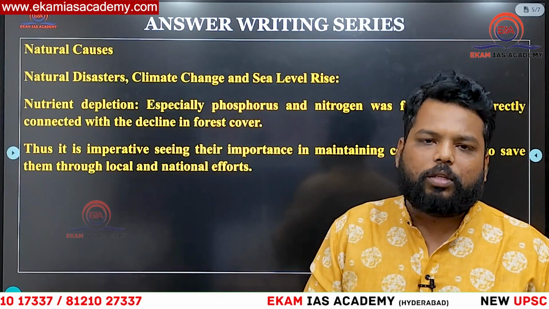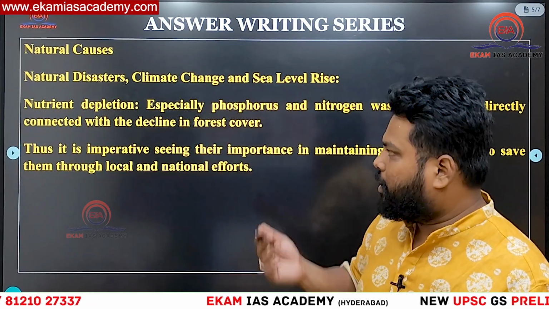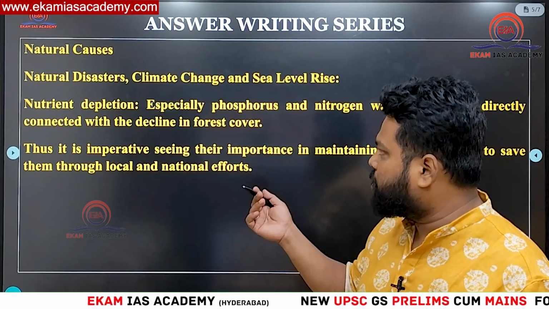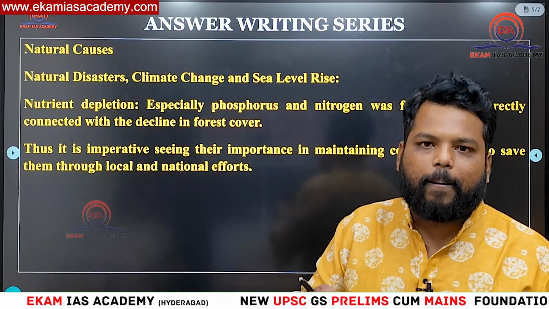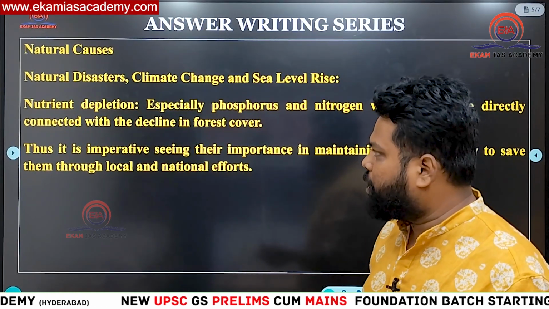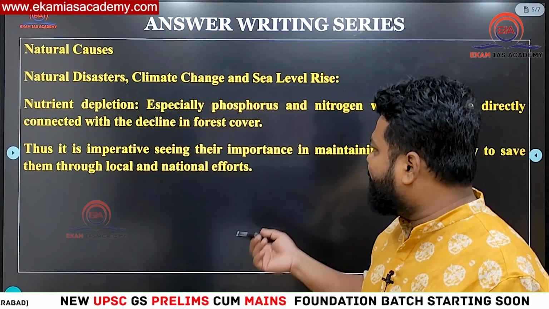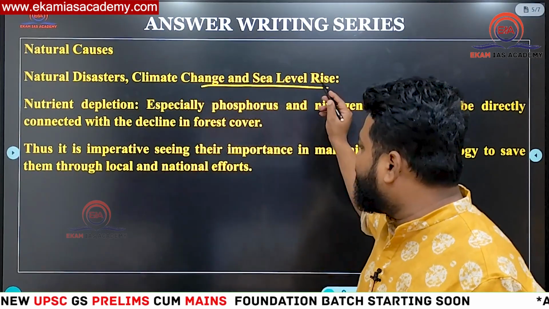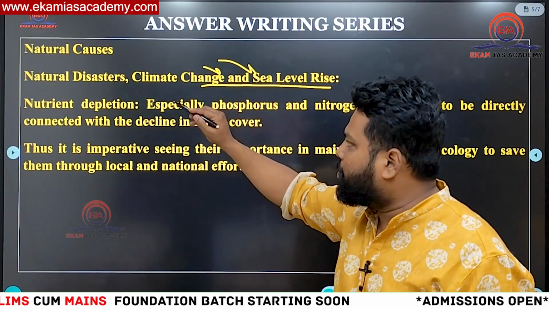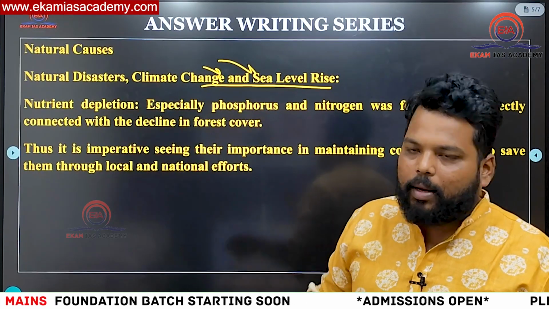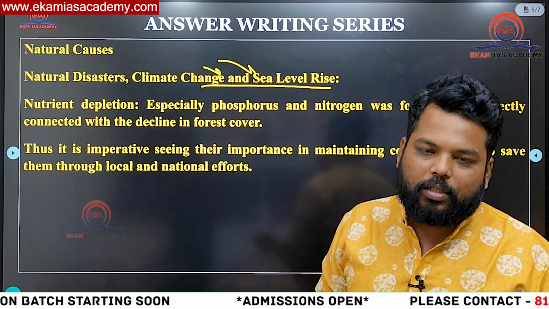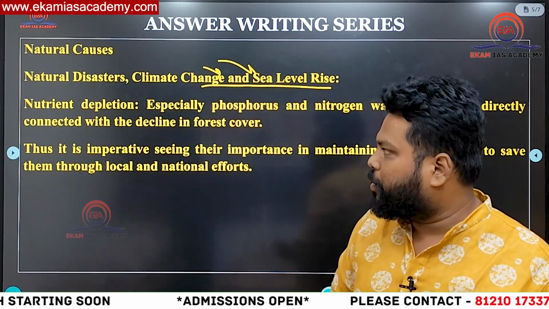Coming to the natural causes for destruction of the mangroves, this we can't stop, but we can reduce the impact of these natural causes, like natural disasters such as tsunami or flooding, cyclonic activity over the coastal region, and climate change and sea level rise. See, this climate change and sea level rise is also not purely a natural reason. It has an anthropogenic reason behind it, because climate change is not induced directly, but these climate changes are making sea levels increase along the coastal regions, which is destroying the mangroves.